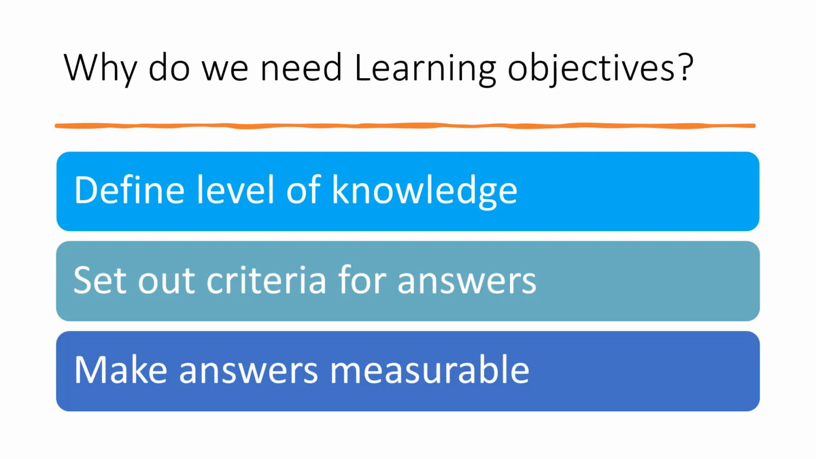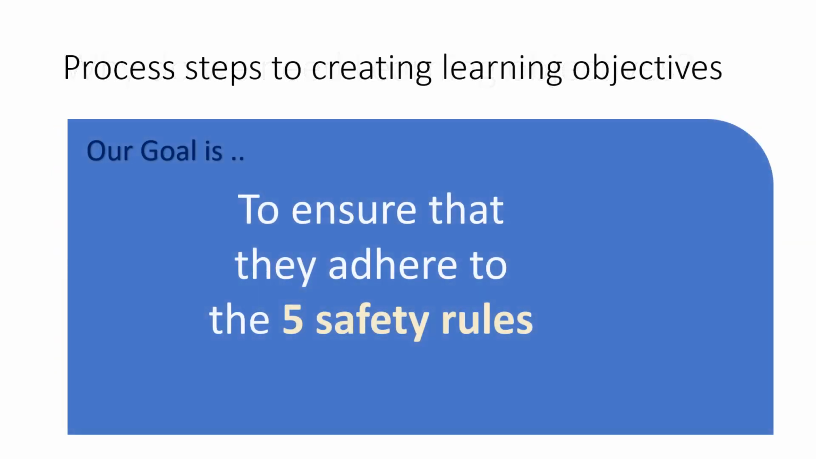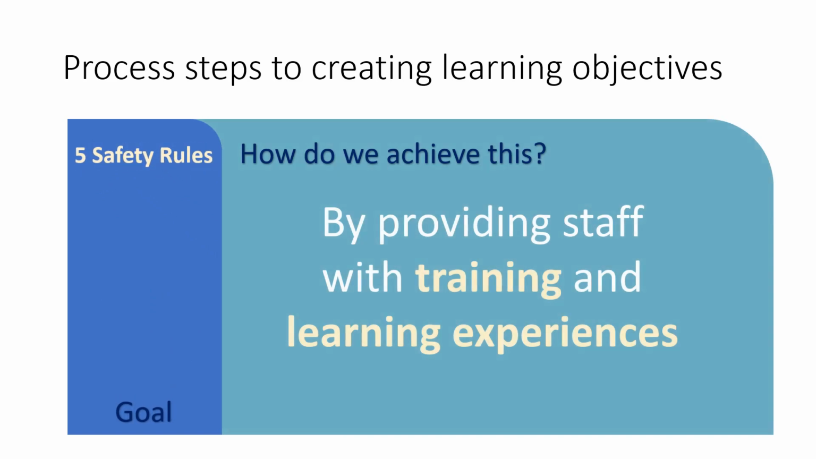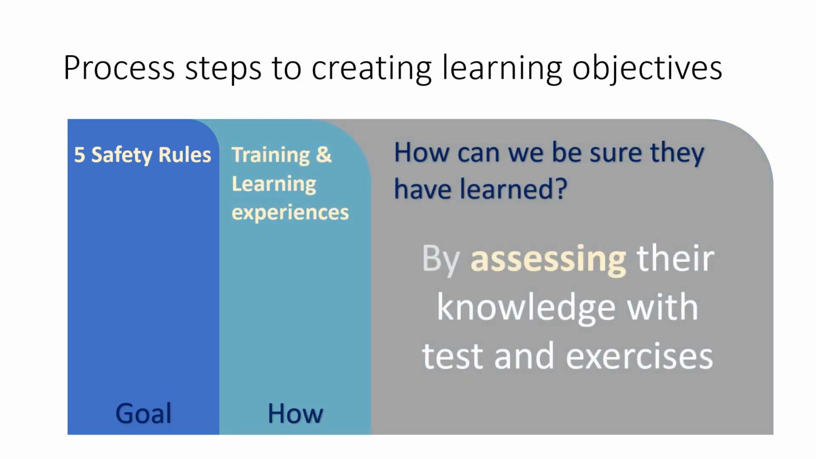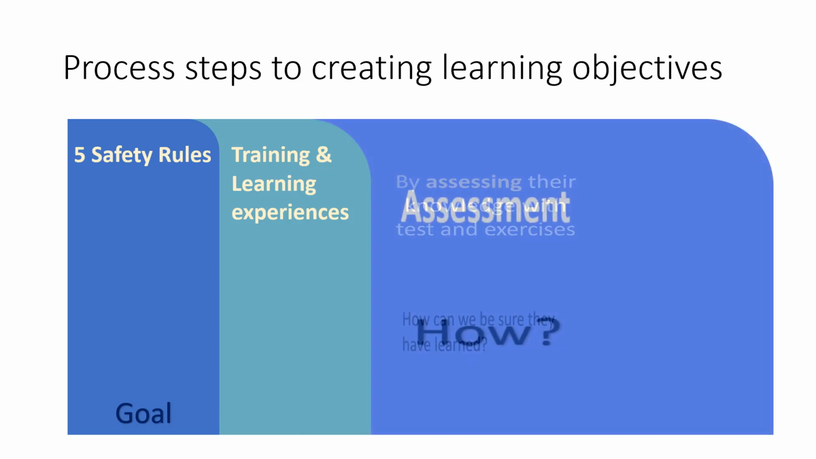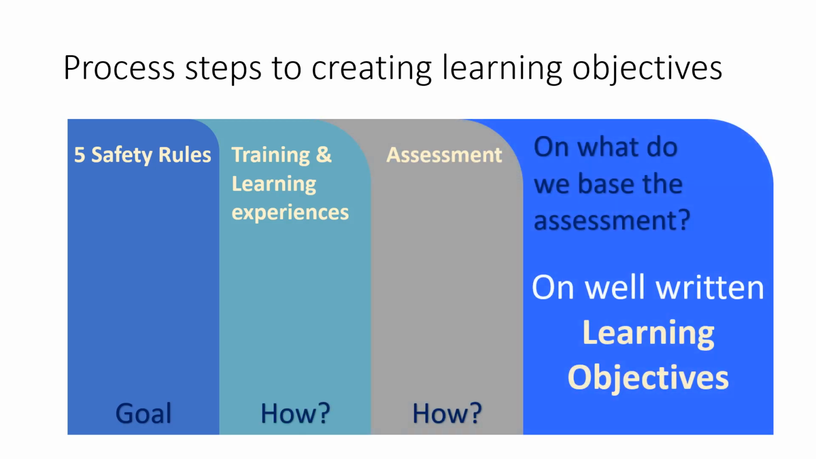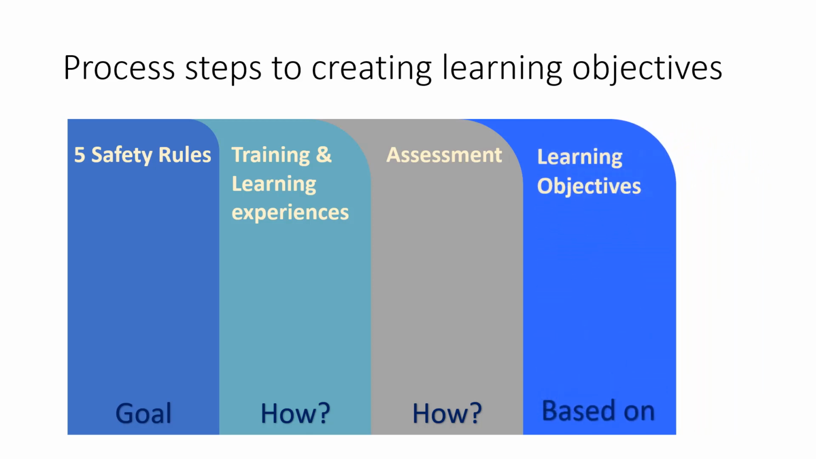In the training, you start with a goal. For example, the trainer needs to ensure that the learners adhere to the 5 safety rules. The question is how? The answer is by providing appropriate training and practical exercises to demonstrate their knowledge. And how can we be sure that they have learned it? By creating learning experience, tests, or assessments, using criteria to measure them by. So basically, what does it look like if the learner knows or has reached the learning goal? And this is the foundation for your learning objectives.